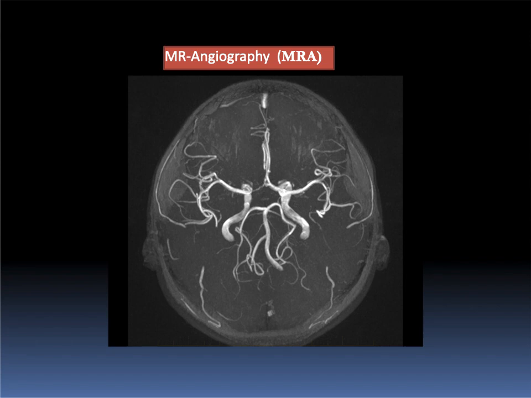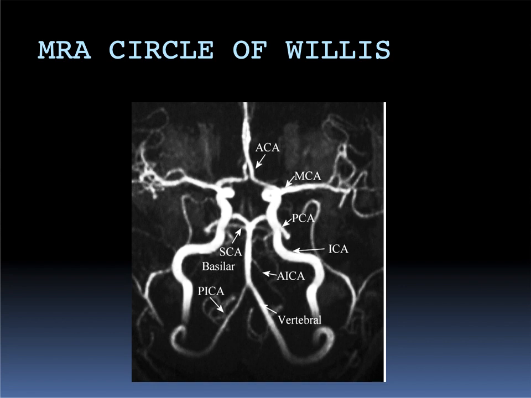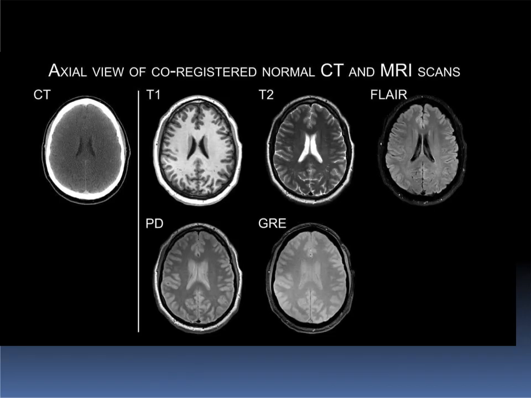This is a picture of MRA. This is the circle of Willis MRA. So this is the middle cerebral artery and the other is the anterior cerebral artery, ACA. The posterior cerebral artery, the basilar and vertebral, right to left. Okay, they may be hypoplastic on one side and the other is dominant. They are coming from the internal carotid artery.